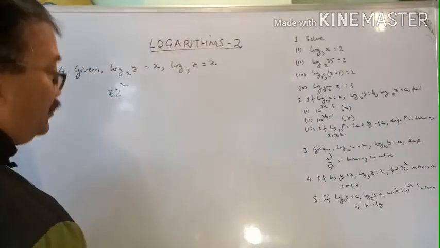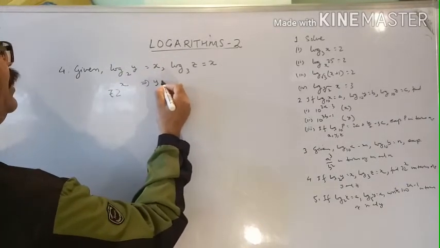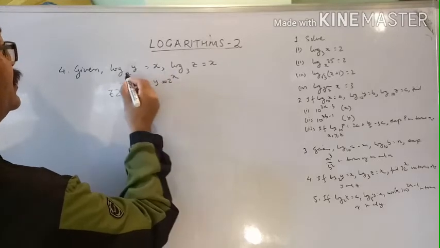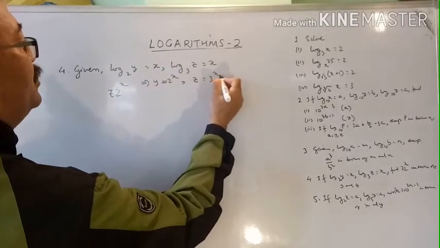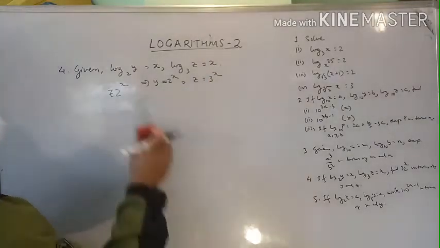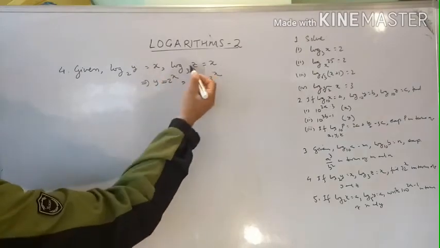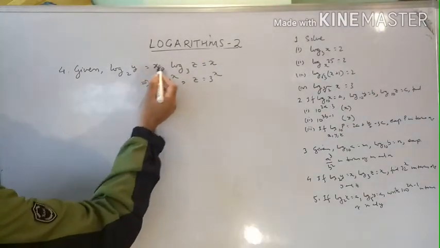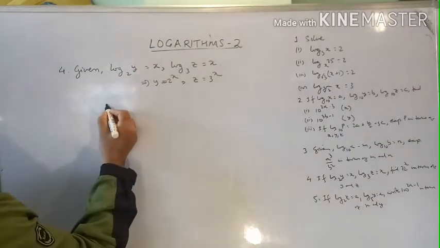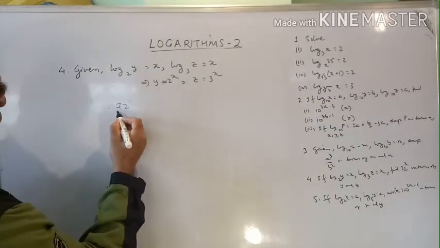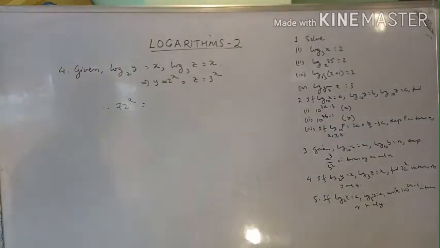So once again, you express this in terms of exponential form. So you get y equal to 2 to the power x, and z equal to 3 to the power x. Now we'll take this one. First express y in terms of x and z in terms of x. So y equal to 2 to the power x, z equal to 3 to the power x in exponential form. Now therefore we take 72 to the power x. So we have to express this in terms of y and z.